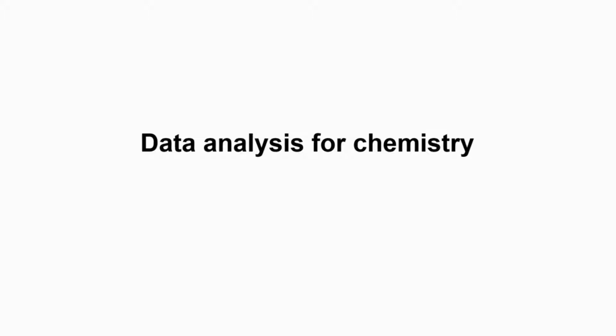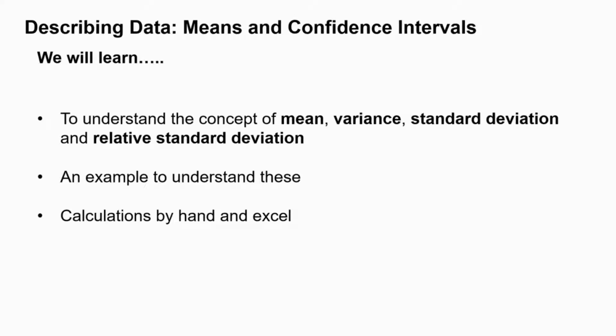Hello everyone. Today I will be talking more about data analysis for chemistry. This video is actually the second video in this series. In the previous video we discussed different ways in which we can improve the quality of our data. For that, different types of uncertainty budgets, discussion about errors, and other ways of reporting data were covered in the first video.